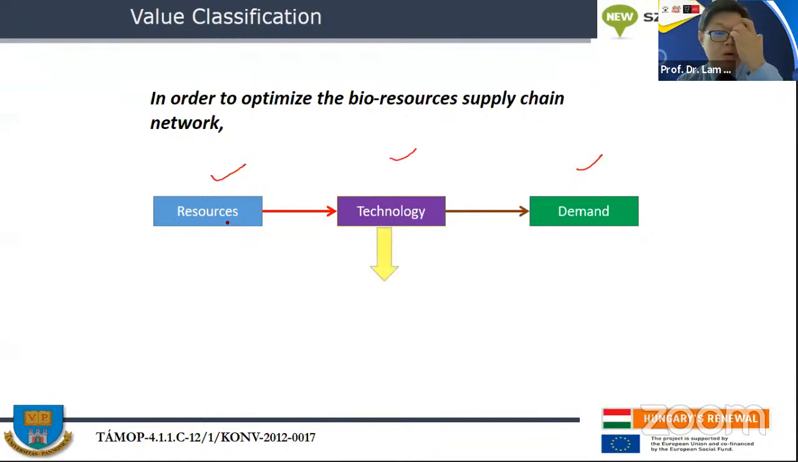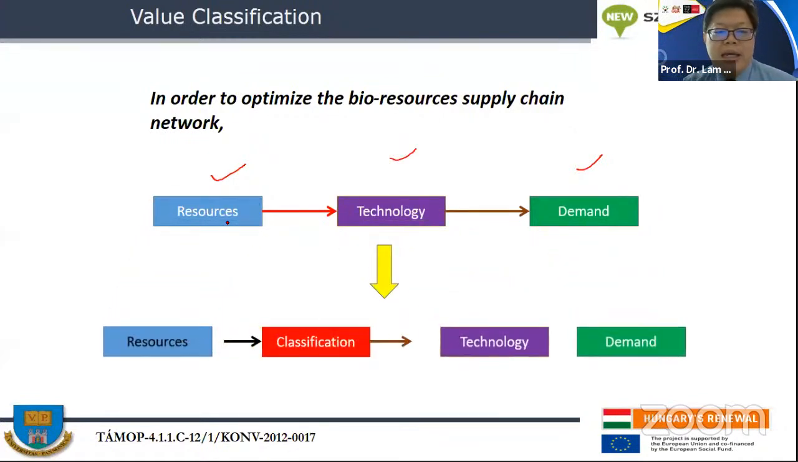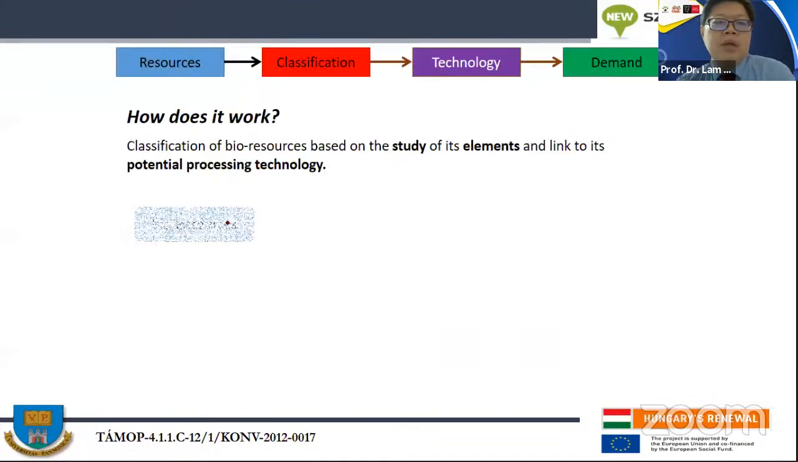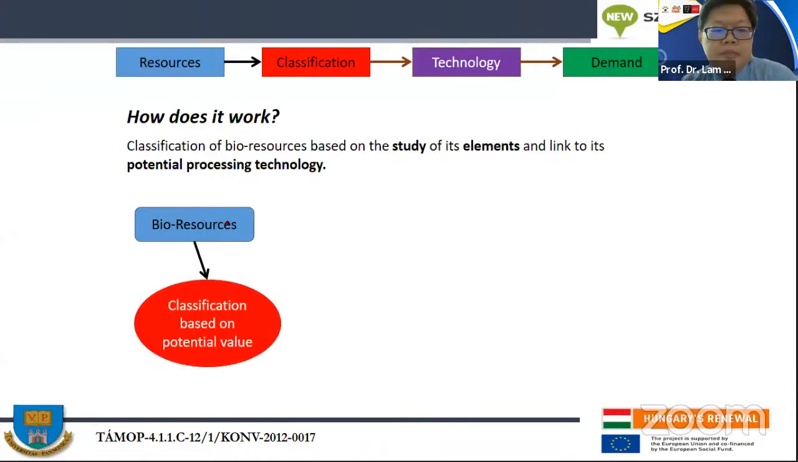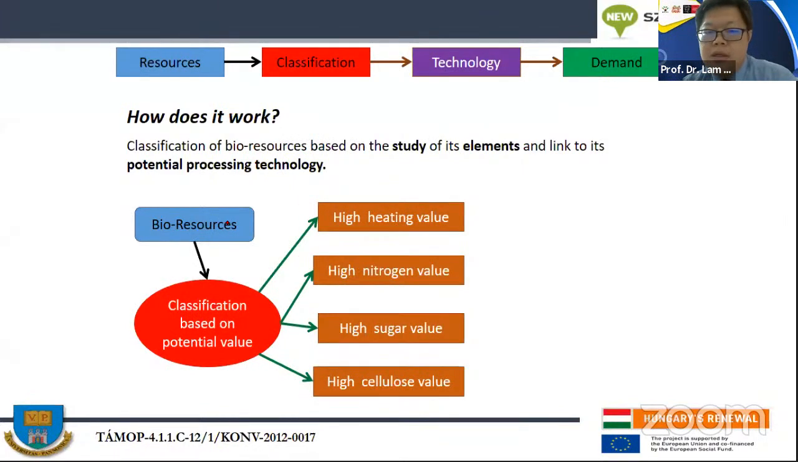So in this case, our research group proposed adding one more step, which is called resource classification or characteristic study, then technology, and then demand. I hope this point is very clear. So in this case, we will study the classification on four points: for example, heating value, nitrogen value, sugar value, and cellulose value. Because the difference of these four values will tell us which technology this biomass is suitable for.